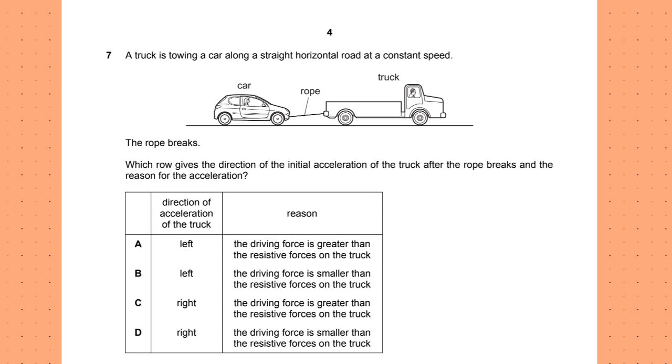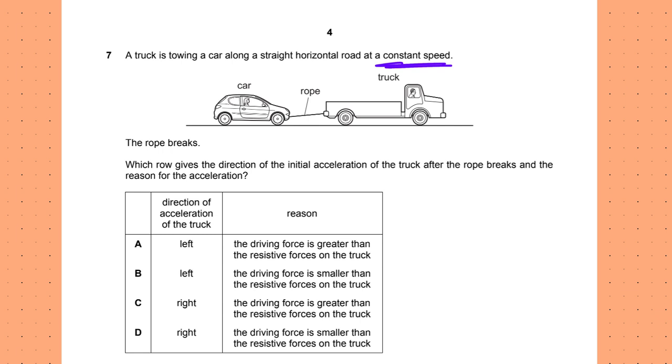7. A truck is towing a car along a straight horizontal road at constant speed. So constant speed means forces are balanced. The rope breaks. Which row gives the direction of the initial acceleration of the truck after the rope breaks and the reason for the acceleration? So this car is just being towed, right? The engine of the car is not active right now. So what's really doing all the effective work here is the truck.